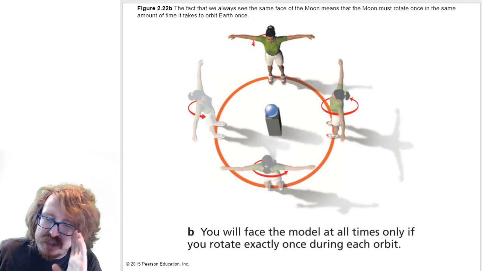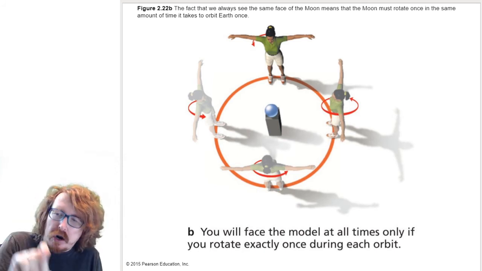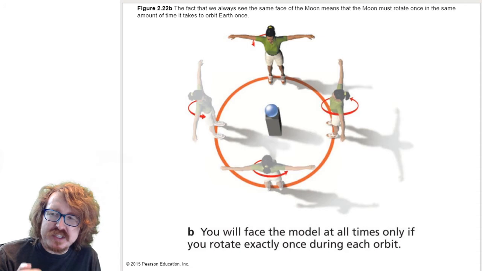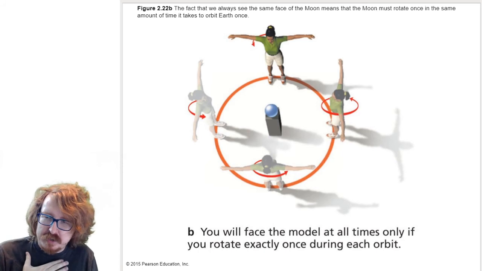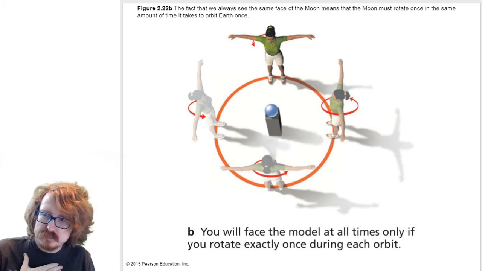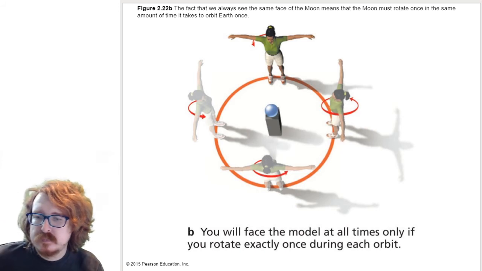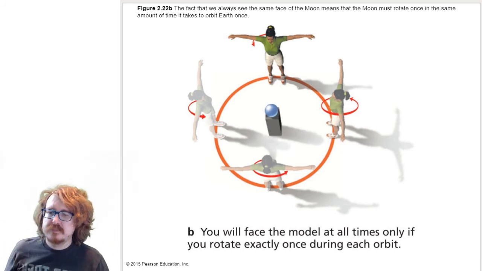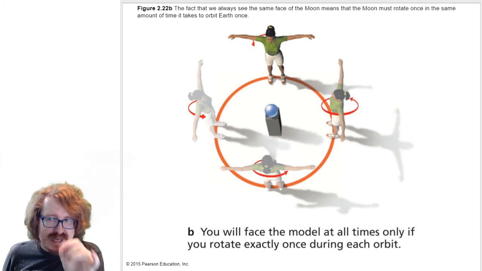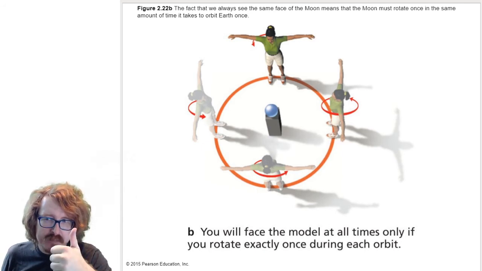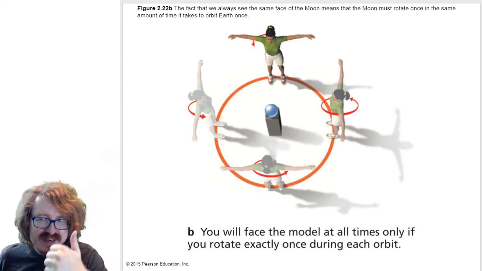So here's my final question of the day. Does the Earth have a synchronous rotation with the sun? Yes or no? Now here we go. When we're answering this, a synchronous rotation is one where your rotation takes the same amount of time as your orbit, okay? If you have a synchronous orbit, your rotation takes the same amount of time as your orbit.